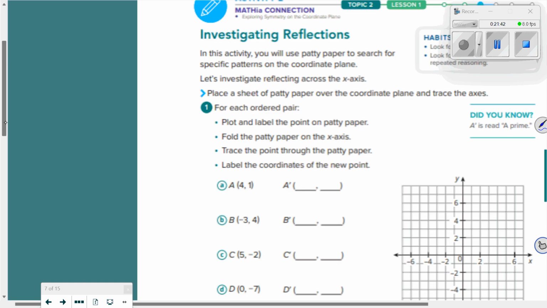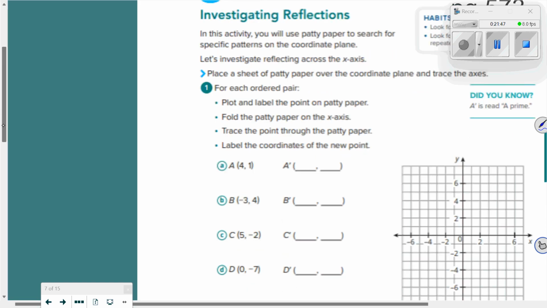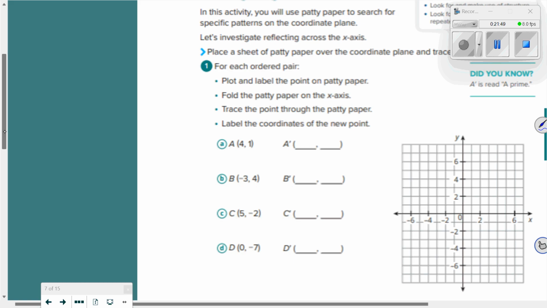So we don't have patty paper. Instead, we're going to just do this manually. Patty paper is like a see-through paper, so I can plot it and then fold it. So we're not actually going to do the folding of the patty paper.